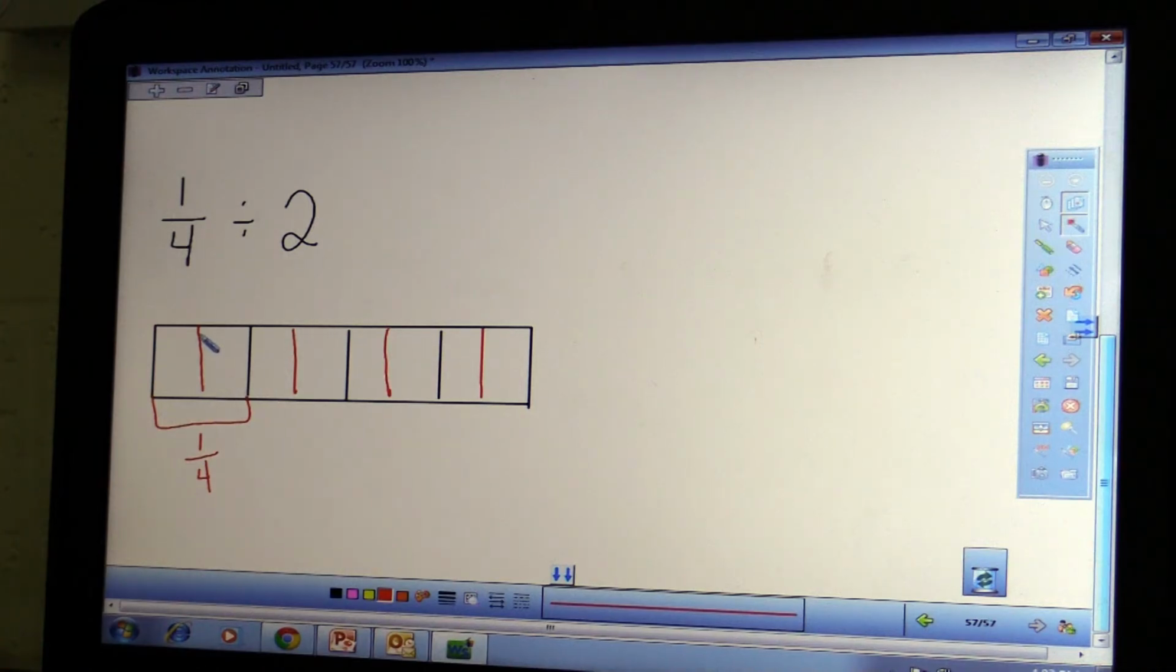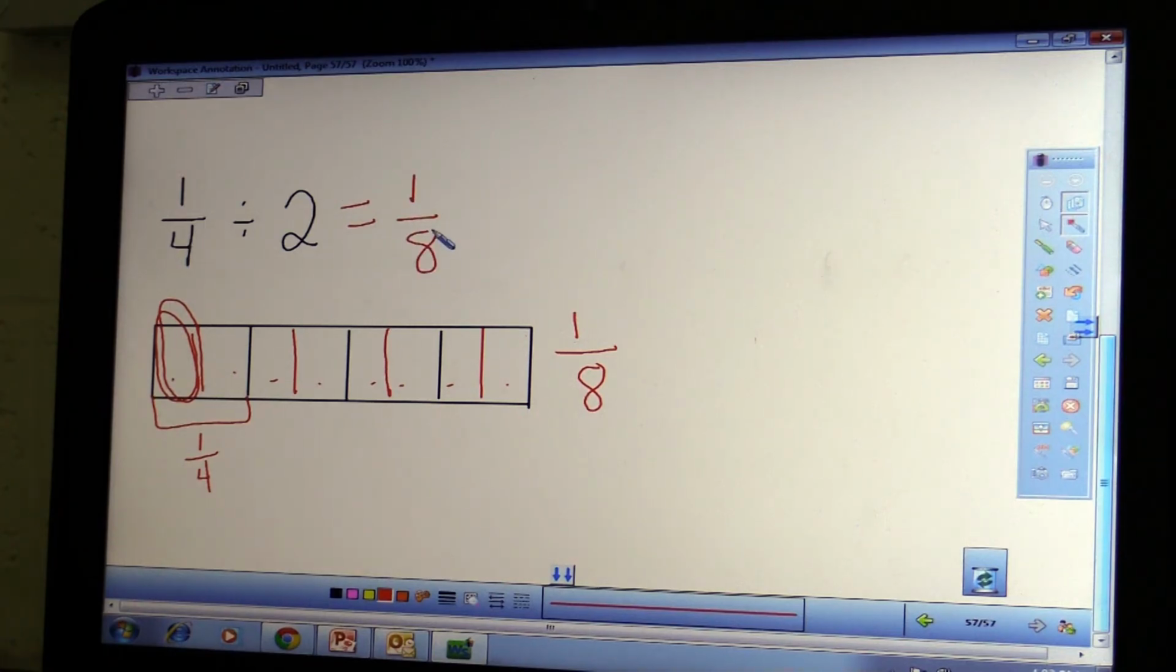Now I'm just looking at 1 piece out of the total. So I need to decide what my total is, and that will be my denominator, because I'm looking at 1 piece out of all of these pieces. So I count it up. 1, 2, 3, 4, 5, 6, 7, 8. So my answer here would be 1/8.